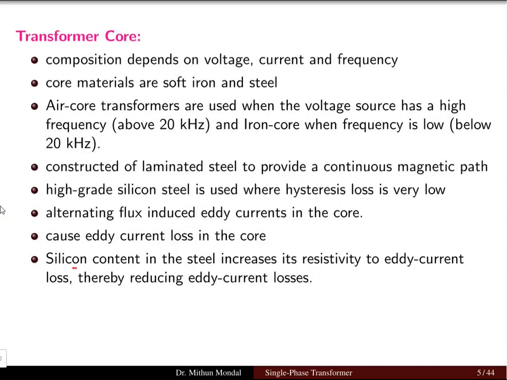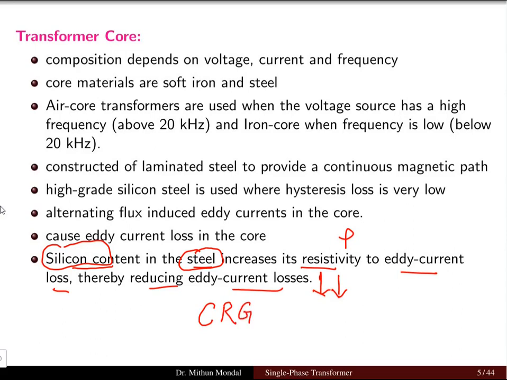Hence, the silicon content in the steel increases the resistivity to eddy currents, thereby reducing the eddy current losses. So eddy current losses will be decreased when we use silicon content in the steel material. Usually, the transformer core is made up of CRGOS material. The meaning is cold rolled grain oriented silicon steel. This is the material with which the core is made, which will reduce the eddy current losses.